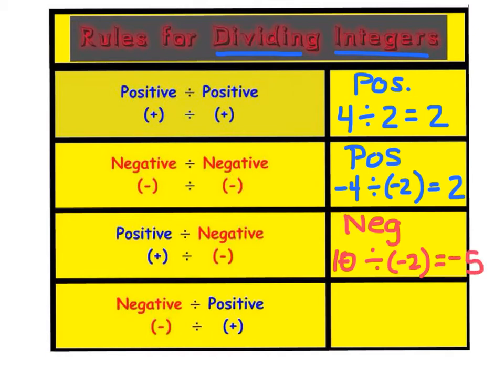Okay, and then the last one, again, if I have different signs, it's going to be negative. So if I did negative 10 divided by 2, it's going to give me negative 5. All right, so here's our rules for dividing. Again, it's the exact same as multiplying.